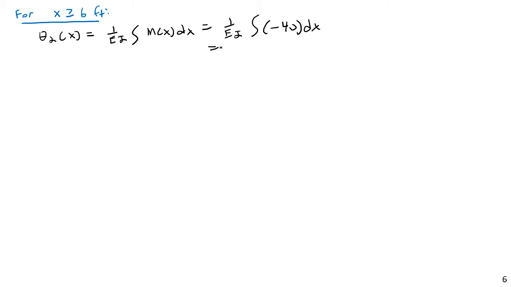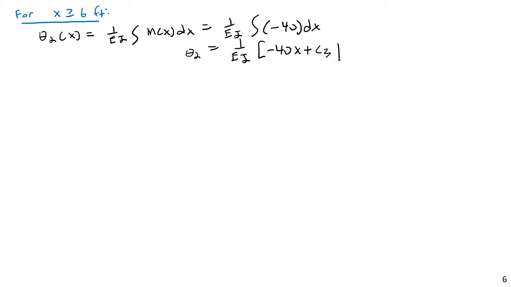And this will come then to 1 over EI times negative 40x plus what I'm going to call C3. Negative 40x plus C3, just a constant. That's how integration works. It's nice if I don't leave off the x.